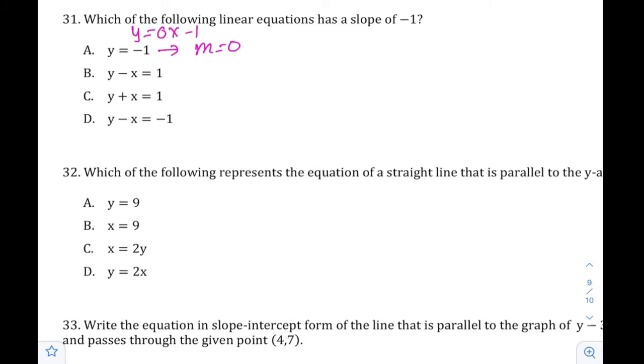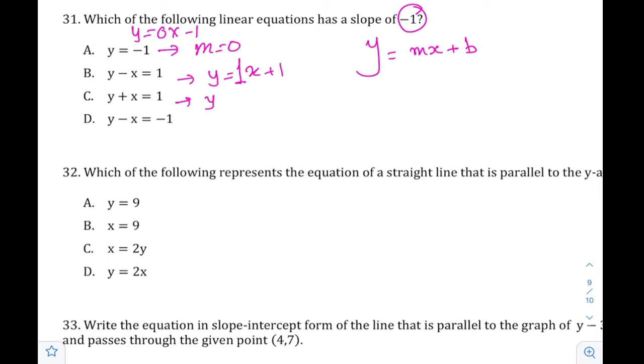It's a horizontal line. So definitely this is not the one. If you want to find the slope, it is recommended to write every equation in slope-intercept form. So if you write this, it will be y equals x plus 1. So the slope here is 1. So this is not the one.